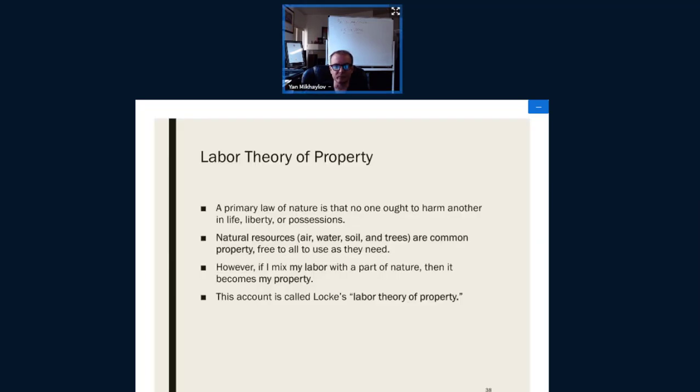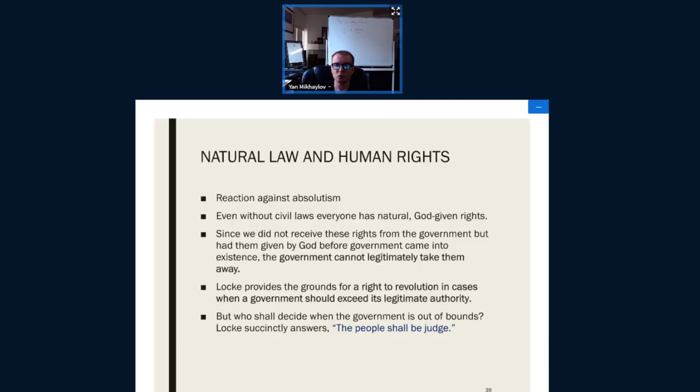Okay, the labor theory of property or value. He also thought that the way property works is if you put your labor into it, then it's your property. So natural resources such as land, trees and so on, they belong to everybody and nobody. But once you took it and made a table out of the tree, that's what made it your property, because you put your labor into that object. So this is new as well.